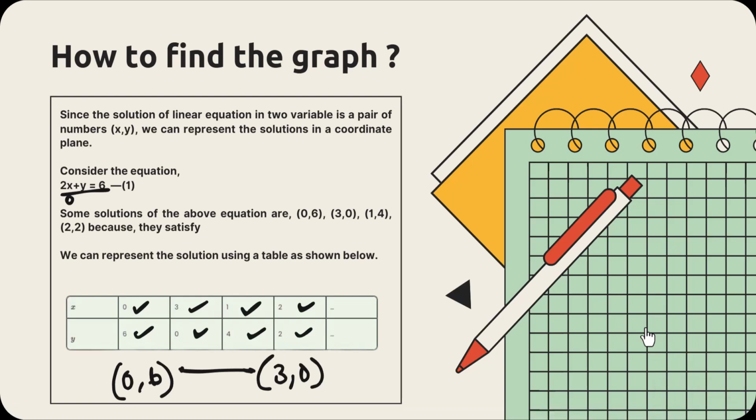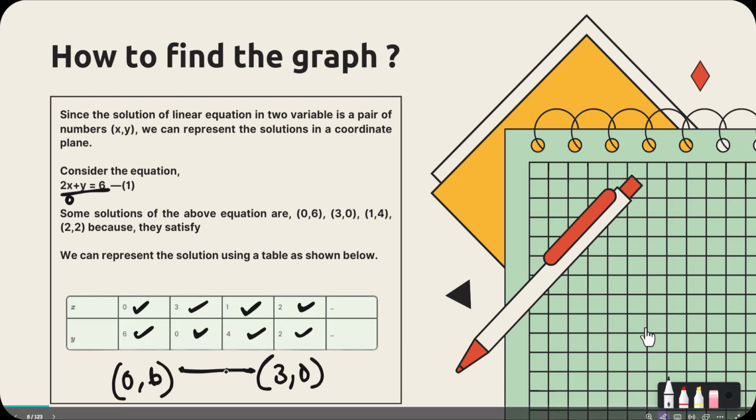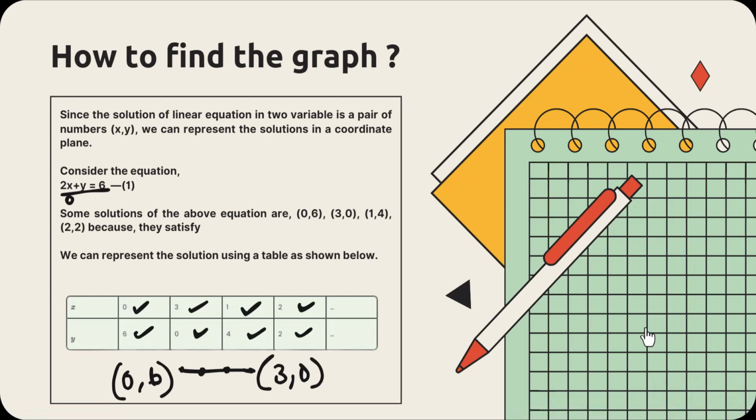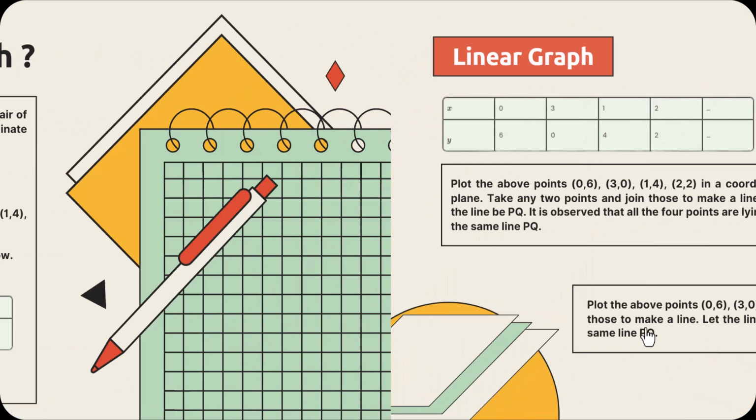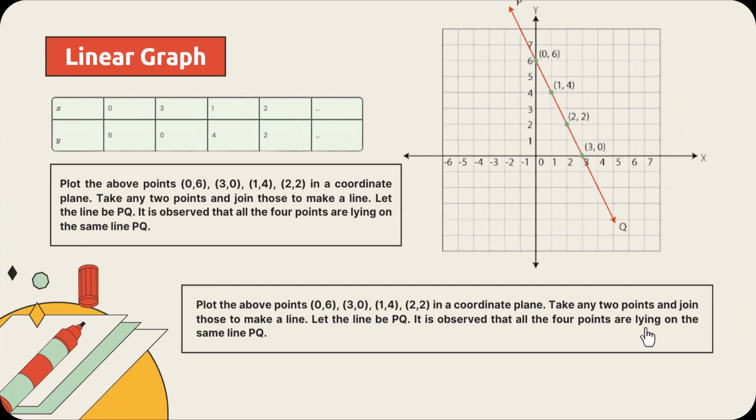Then you will check, is 2, 2 on this line? Is 1, 4 on this line? So these are solutions, so your line is correct. It is just for verification, just to check whether you found it correct or not. So we have 0, 6 and 3, 0, which is more than enough to draw the line, correct? After drawing the line, you can check 1, 4. Is it on the graph? Yes. 2, 2. Is it on the graph? Yes. So plot the points 0, 6, 3, 0, 1, 4, 2, 2 in a coordinate plane.